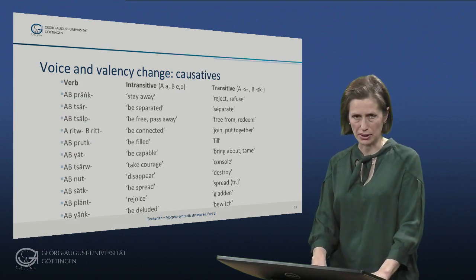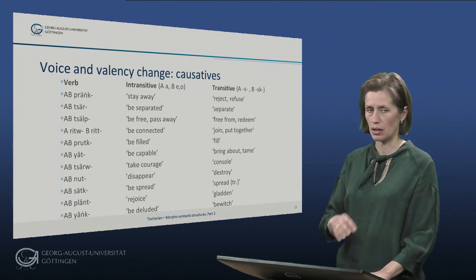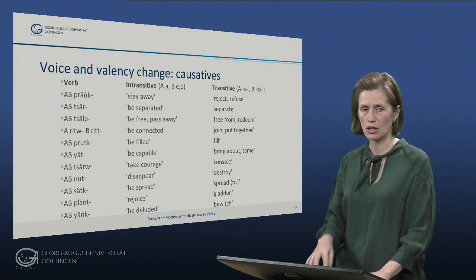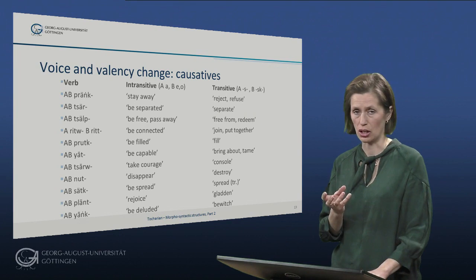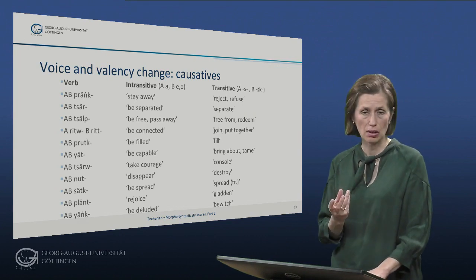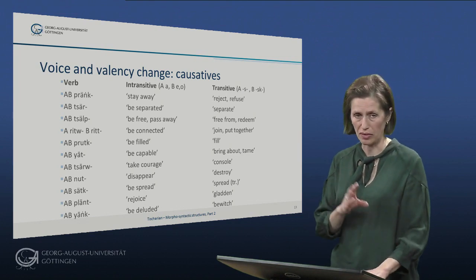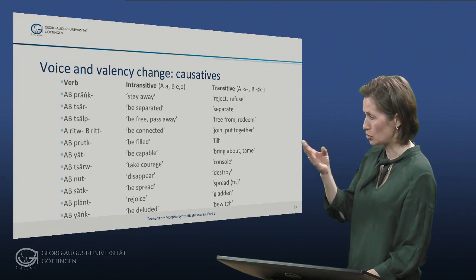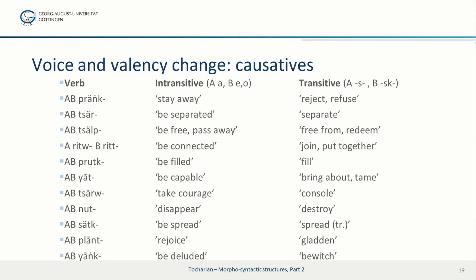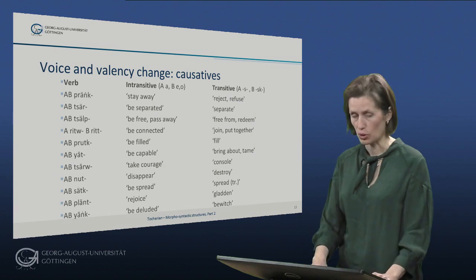So let's look at some examples. It's very interesting to consider how these various forms come out. The transitivity increase is sometimes, but normally not, straightforward. The meaning change could be an increase of active involvement of the agent rather than an increase in transitivity. So it's all very complex. We look here at this list of causatives. The intransitive variant means to stay away. The transitive is to reject and to refuse; to be separated, to separate; to be free, to free from; be connected, to join; be filled, fill; be capable, bring about; take courage, console; disappear, destroy; be spread, rejoice, gladden; be deluded, and bewitch.